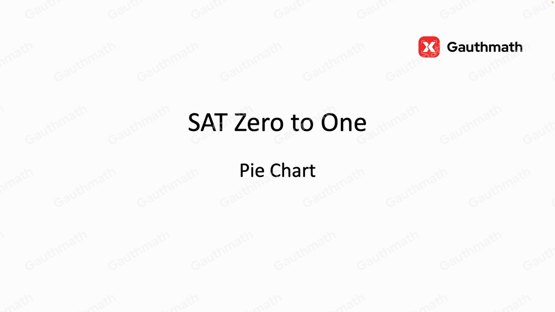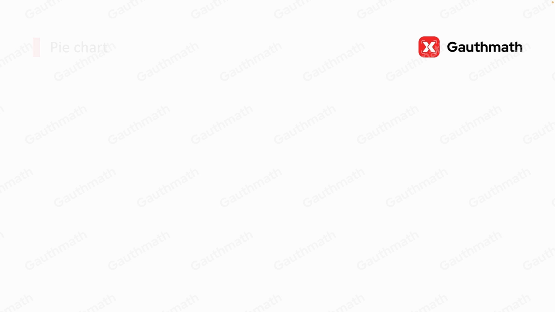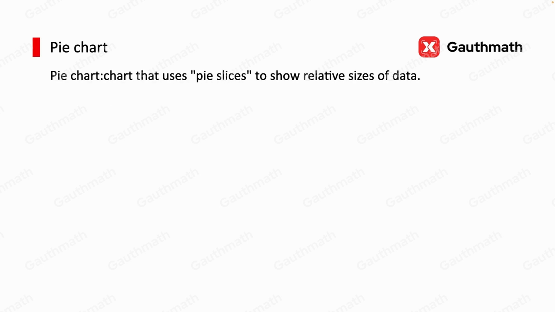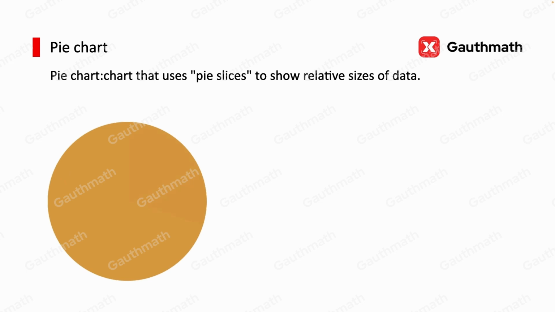Welcome to SAT 021. In this lesson, we are learning about the pie chart. A pie chart uses pie slices to show relative sizes of data. By relative sizes, we actually mean proportions.